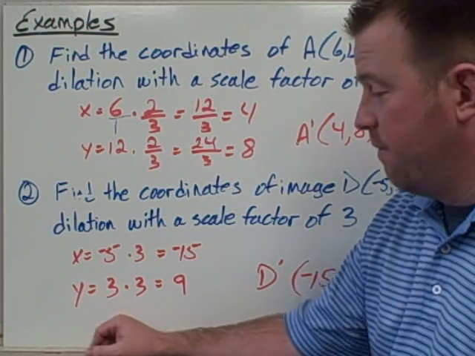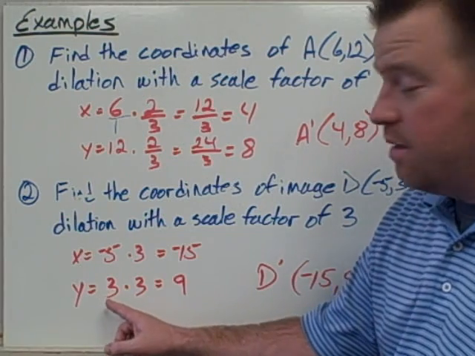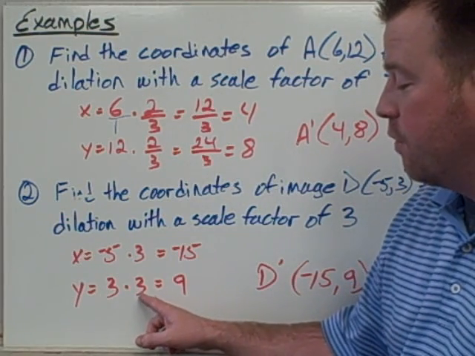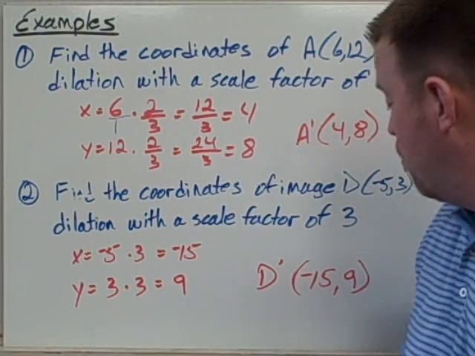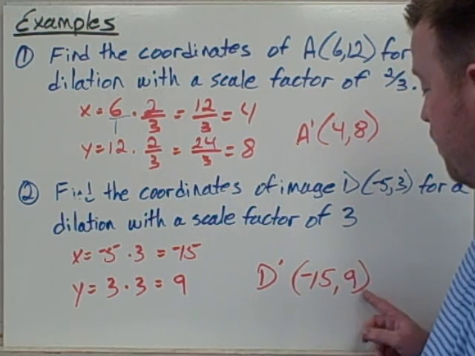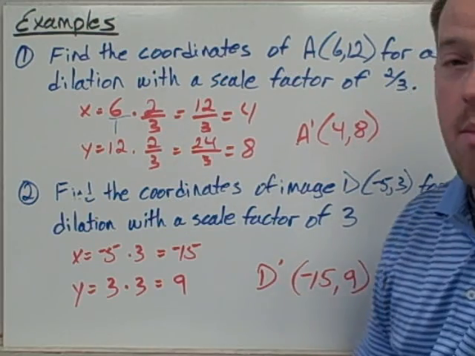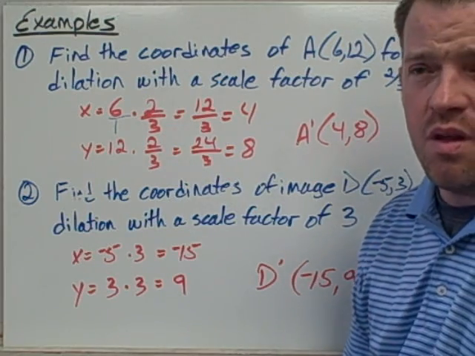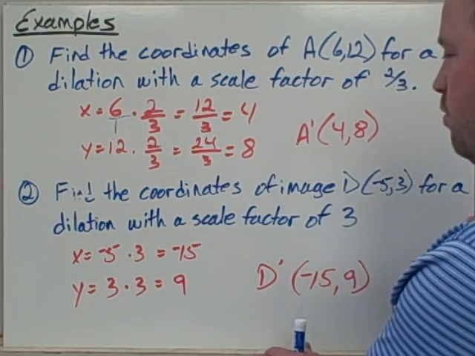Looking at the y. The y value is 3. Multiplying that times the scale factor of 3 equals 9. So the new y coordinate is going to be 9. So the new ordered pair, or coordinates, for D' is -15, +9. All right, let's continue to look at some examples.